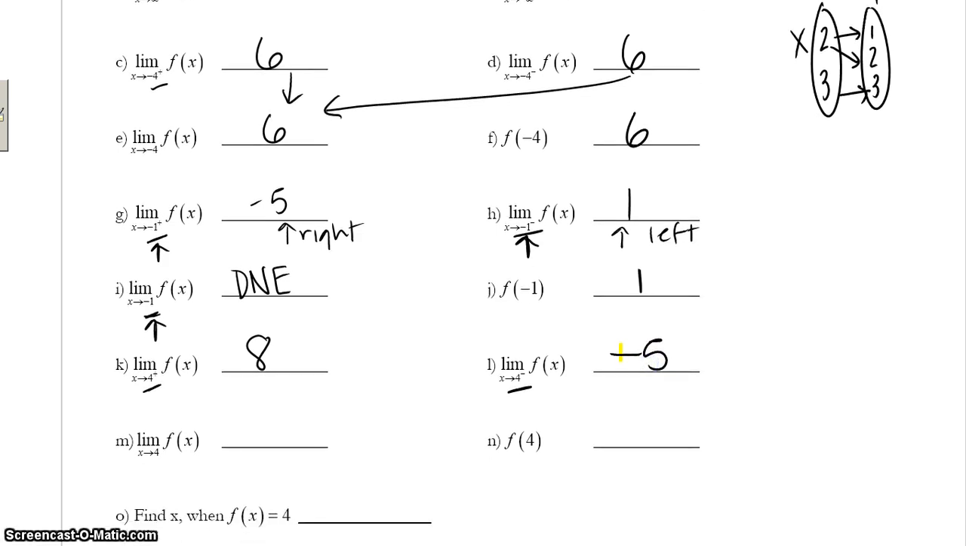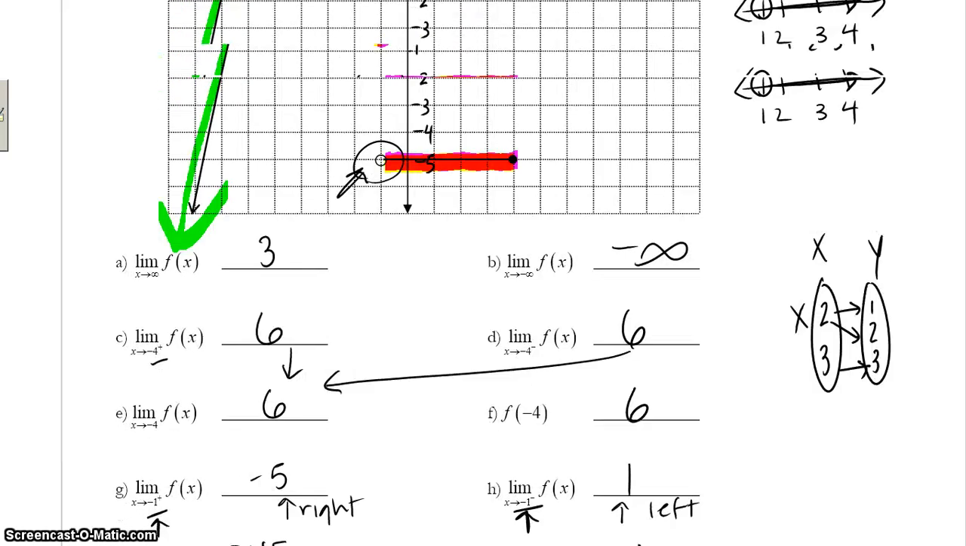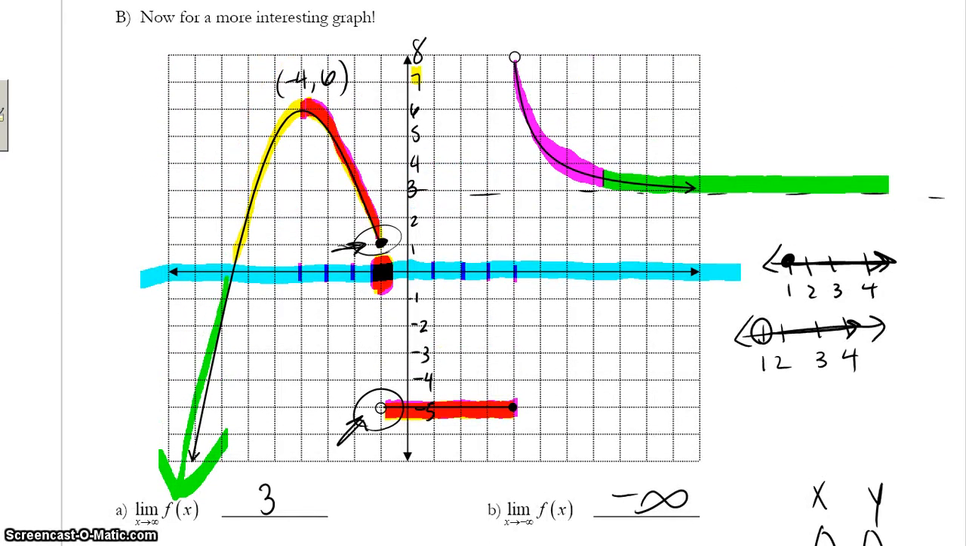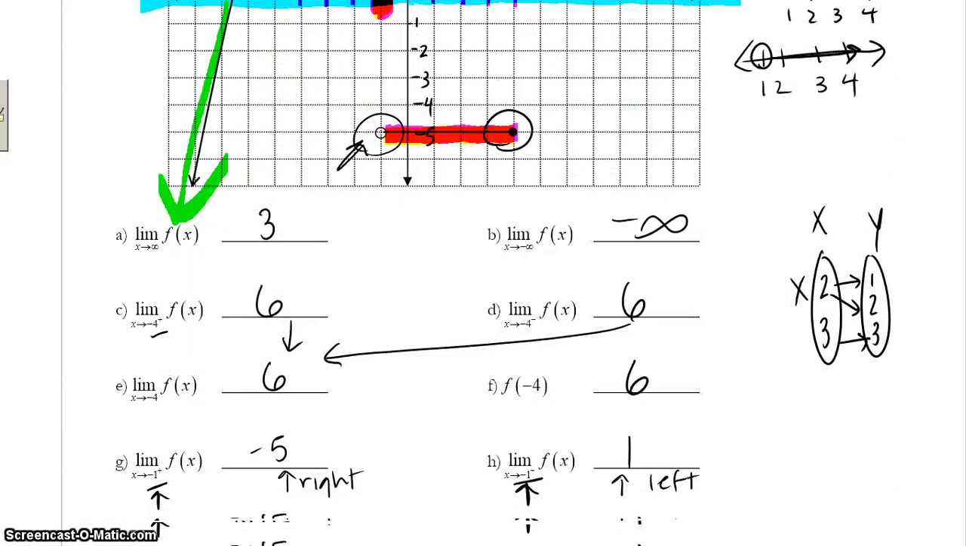So again, because our left-hand limit and our right-hand limit are not the same, the limit as x approaches 4, f of x does not exist. The limit does not exist. So f of 4, again, we look at the one with the closed circle because that means it's included. So f of 4 is negative 5.